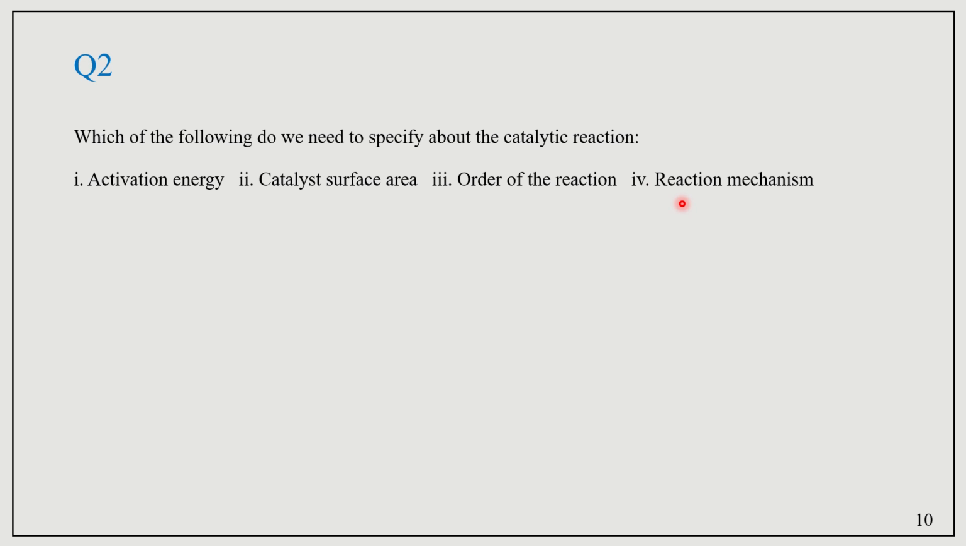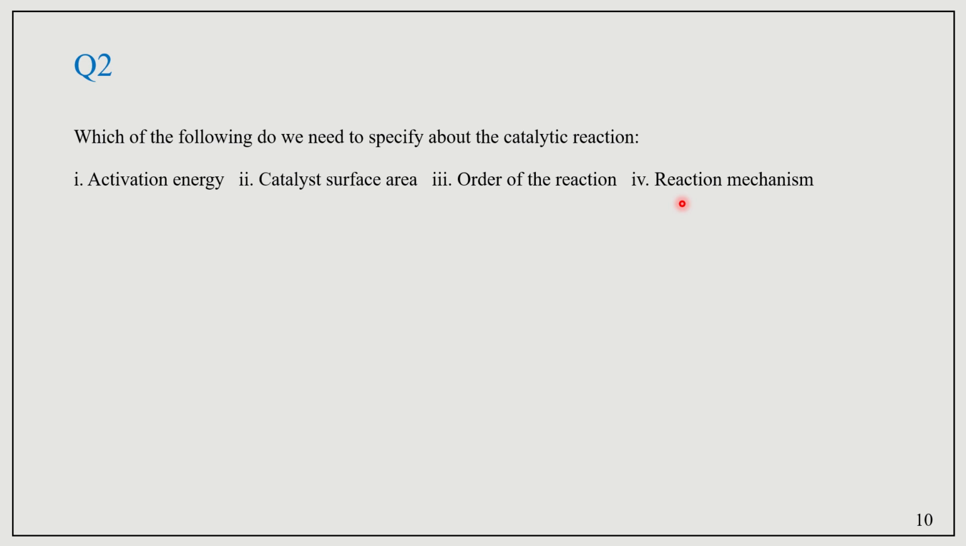So which of the following do we need to specify when we are dealing with the catalytic reaction? First one is activation energy. We need to specify the activation energy. And second is the catalyst surface area. Again, we need to specify this. Third, order of the reactions. We need to give this, because only then can we get to know the conversion. And fourth is reaction mechanism. We need not specify the reaction mechanism; it is not required.